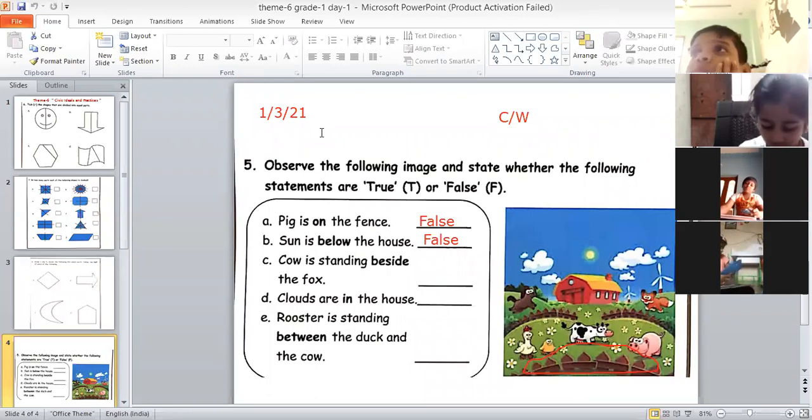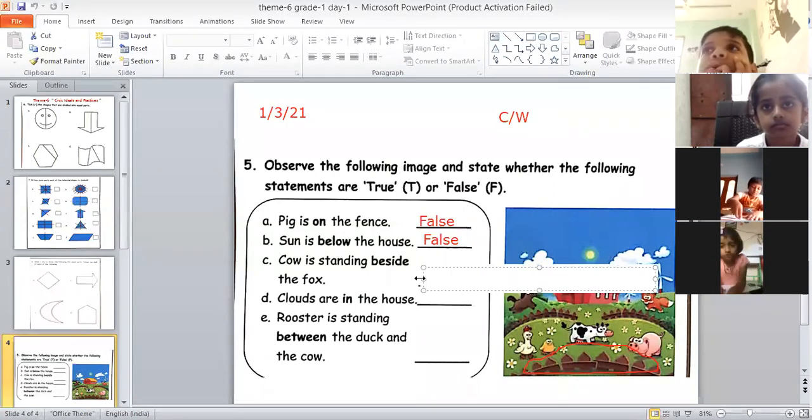Very good. Yes, children, now see here. Like I have this water bottle in one hand. Now look at the position. On the other hand, I have this AirPods. This means that this AirPod is beside this water bottle. This time AirPods is beside this water bottle, or you can say that water bottle is beside the AirPods, right? So this is how beside means next to. But this cow is not standing beside the fox, so this statement will be false.